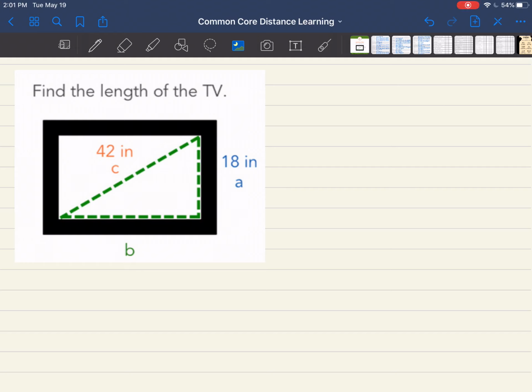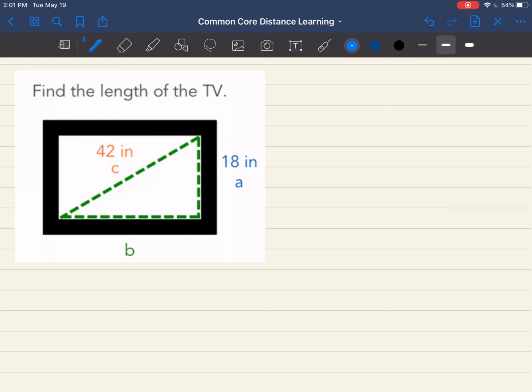We've been working with the Pythagorean theorem, so today we're going to be looking at what we should do if we know the length of our hypotenuse, but we don't know the length of our leg. So if we see right here, the question asks us to find the length of the TV. So we know that our hypotenuse is 42 inches.